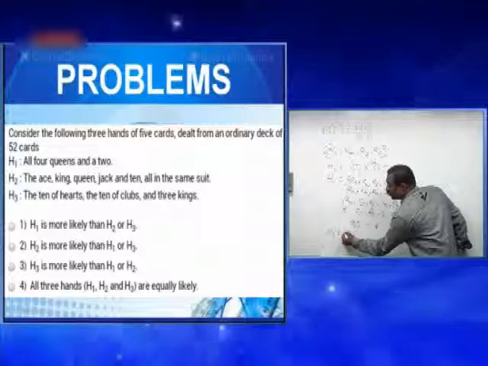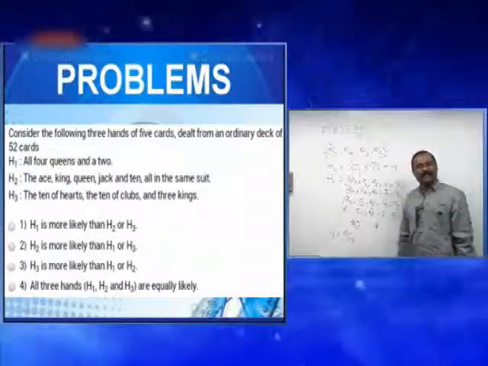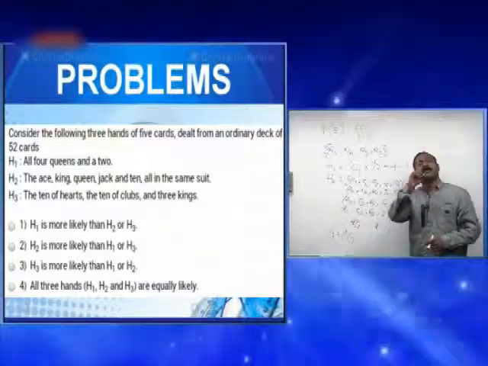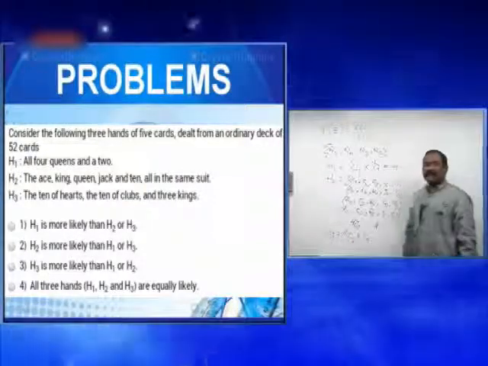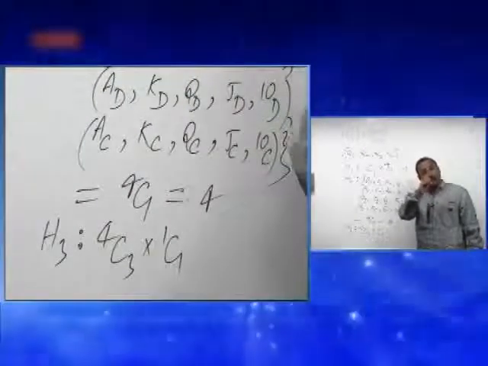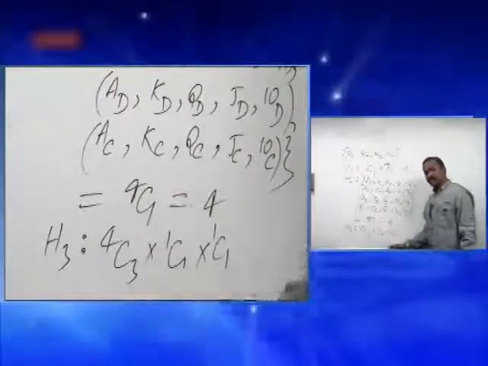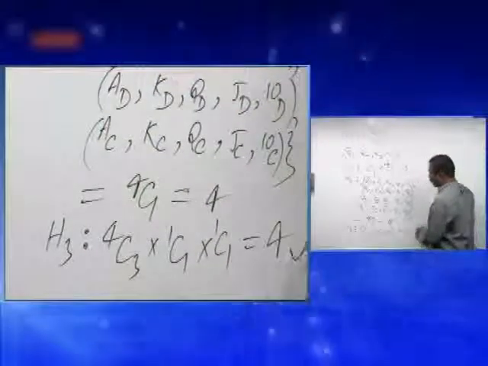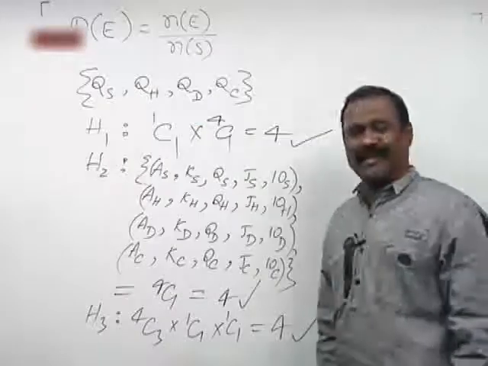So from 4 kings, we choose 3 kings. It can be done in 4C3 different ways. What about the remaining? The 10 of hearts will be only 1, so it can be chosen in 1C1 only. And the 10 of clubs, only 1 will be there. It is also 1C1. So 4C3 into 1C1 into 1C1 is nothing but 4. This is 4 ways, and this is also 4 ways.